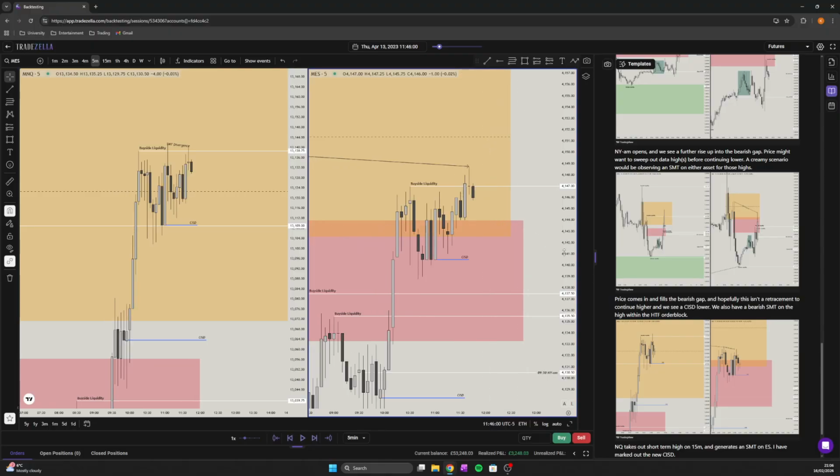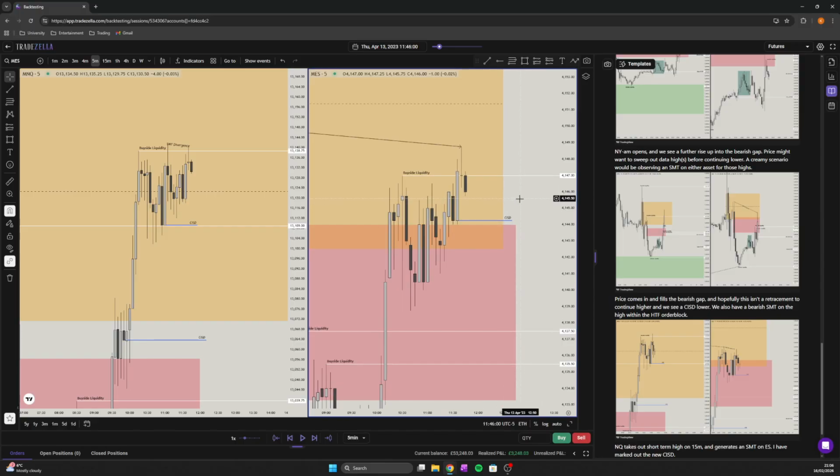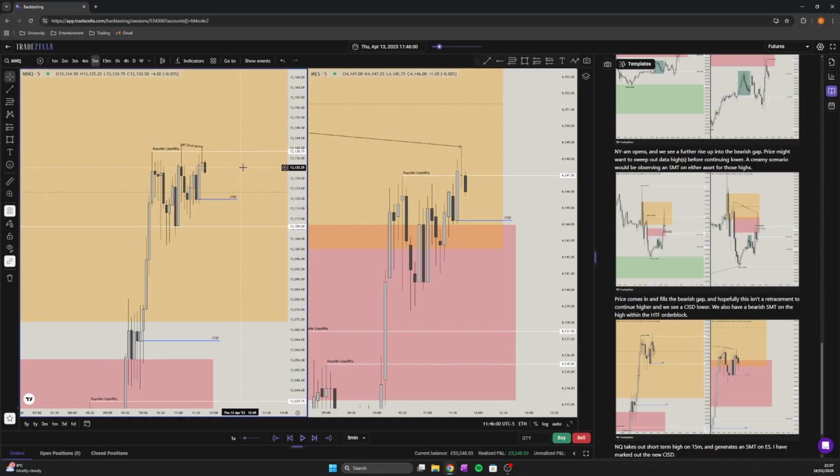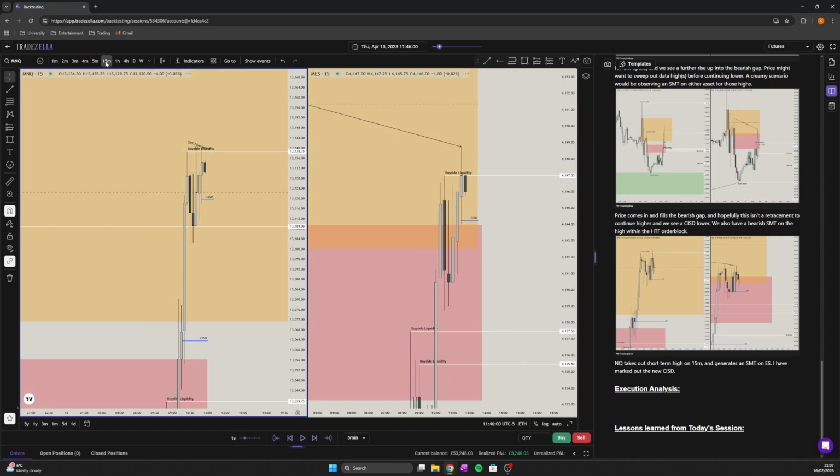So realistically in that case, this is the new change to state delivery, isn't it? Because we have buy side liquidity, and that's the high just before. And we get SMT here, right? Let's just mention that. It's in 15 minutes, isn't it? Yep.